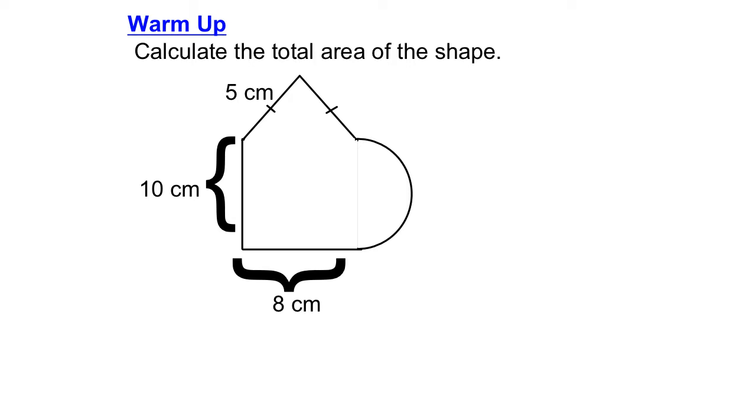Back in Spiral 1, we talked about composite shapes, and those are shapes that are made up of more than one basic shape. Here we have a composite shape made up of a triangle, a rectangle, and a semicircle. And I'd like you to try to figure out the total area of this weird composite shape. Pause the video and try it.